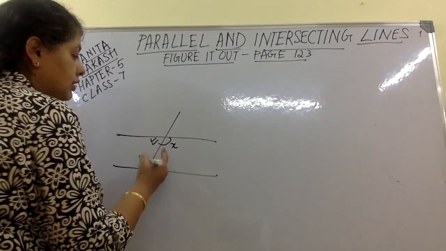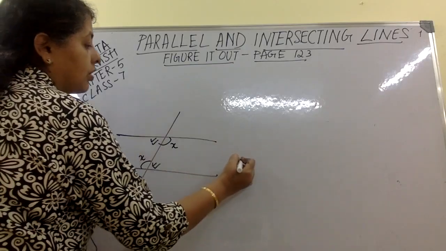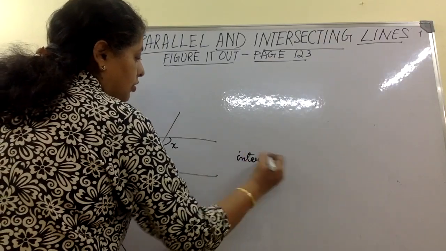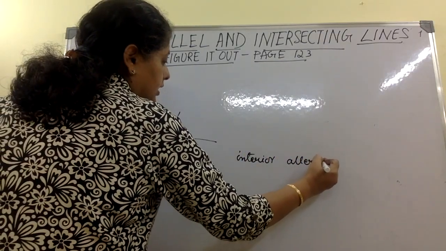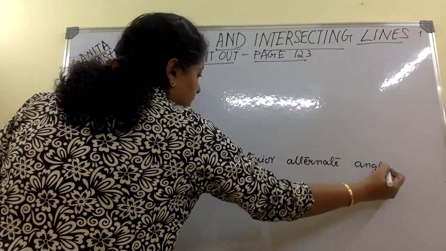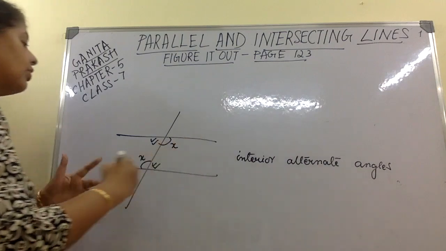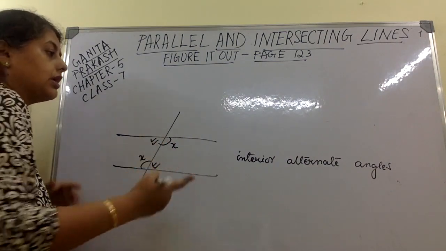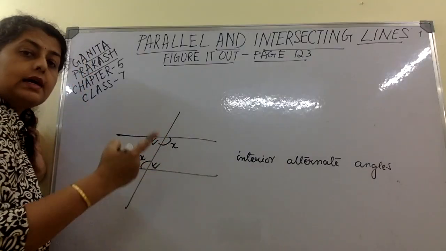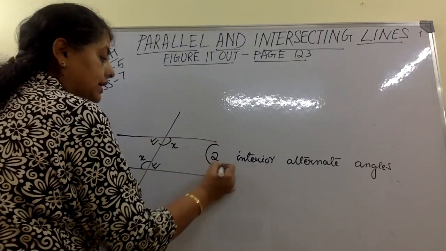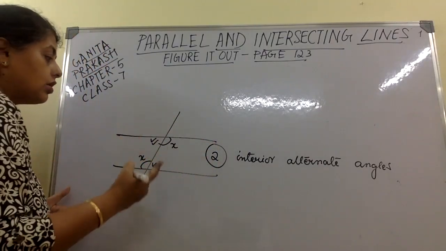This is called interior alternate angles. Interior alternate angles have to be on two sides of the transversal, and then they are equal. Interior alternate angles are again equal in parallel lines. So this is the second type of angles we talked about.